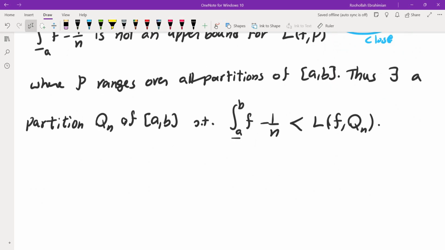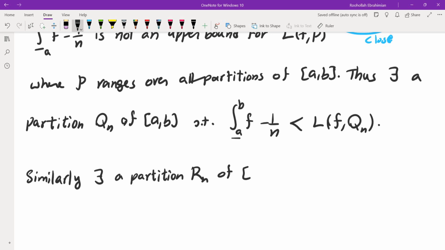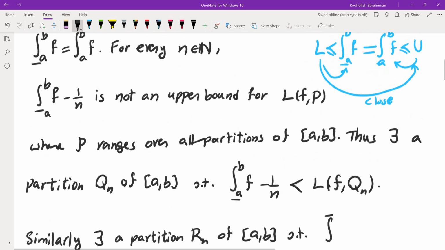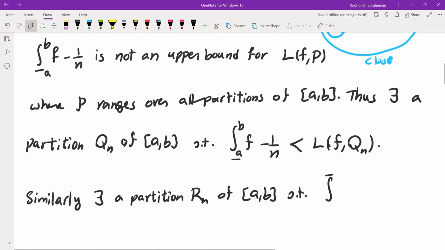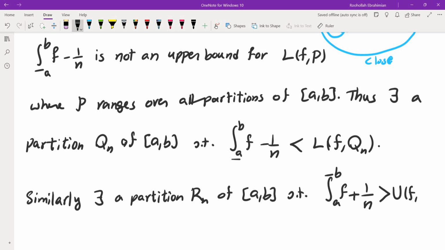Now, similarly, there is a partition Rn of [a, b] such that if I look at the upper integral plus 1 over n, it would be greater than some upper sum.